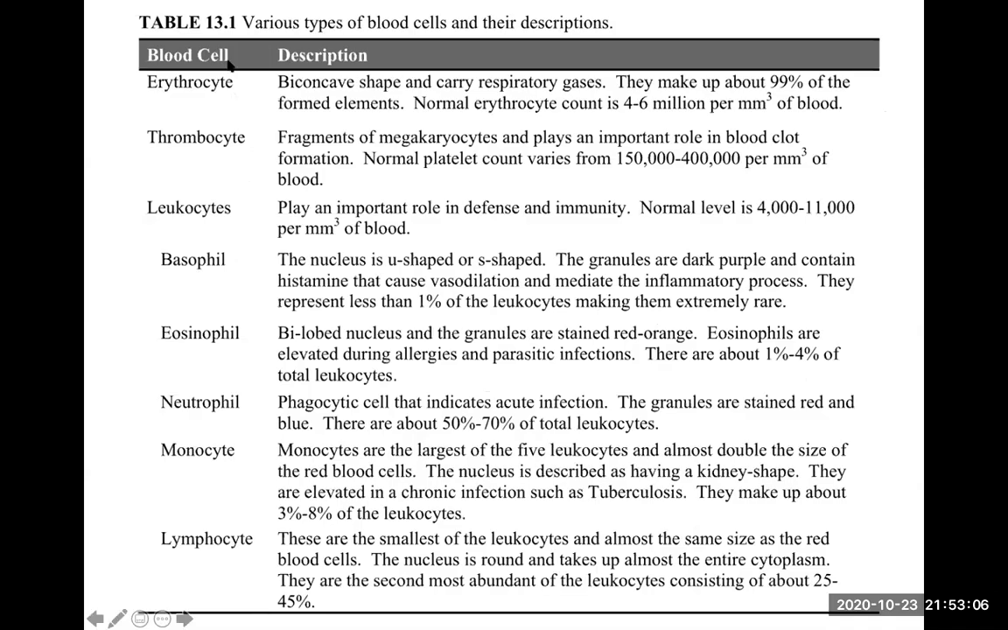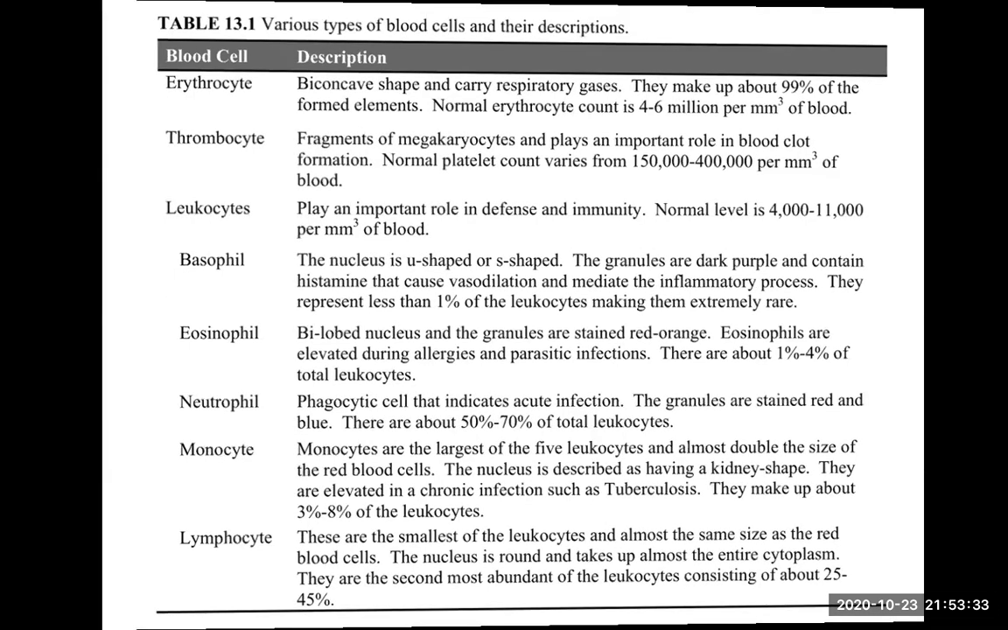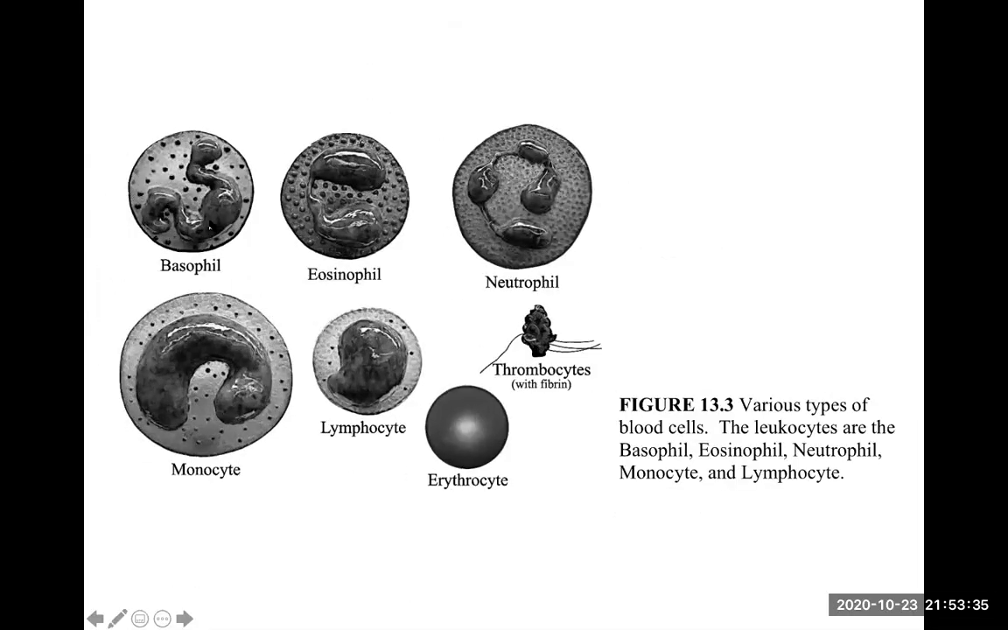So this takes you through the blood cell and the description. Your erythrocytes have a biconcave shape, no nucleus, and they carry oxygen and carbon dioxide. Your thrombocytes are fragments of megakaryocytes, and they play an important role in blood clot formation. Leukocytes play an important role in defense and immunity. For your basophils, the nucleus will be U-shaped or S-shaped. This is what a basophil looks like, an S-shaped nucleus.